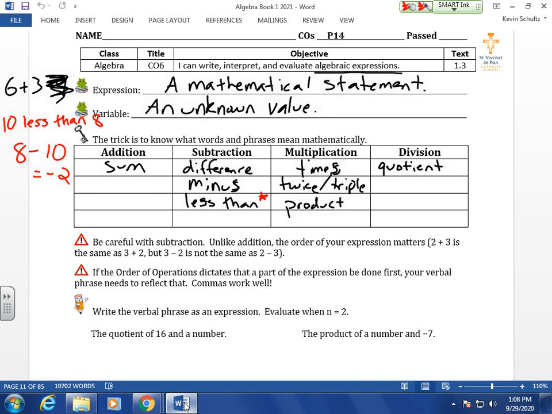Okay, the other, yes, Luke. Well, there's one on our homework. It's like less than the product. Yep, we'll get down there. We're still on the table here.